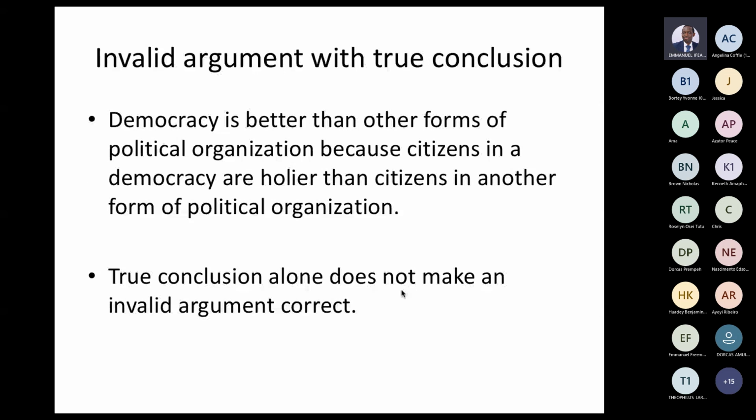Now, you can have an invalid argument with a true conclusion. In that case, you say the conclusion is true by accident, like we've already seen before. Consider this: democracy is better than other forms of political organization because citizens in a democracy are holier than citizens in another form of political organization. This statement contains a conclusion and a supporting premise. The conclusion is that democracy is better than other forms of political organization. It comes before the premise. The premise is that citizens in a democracy are holier than citizens in another form of political organization.